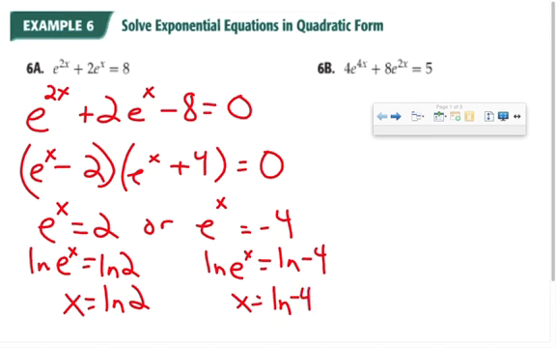But I hope you realized you can't take the log of a negative number. Try it in your calculator. Your calculator is going to spit back an error. So that doesn't work. X is the natural log of 2, which is approximately 0.69.